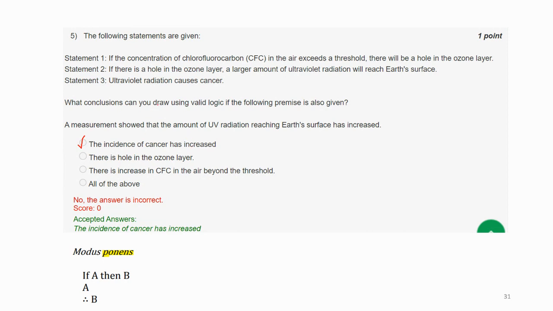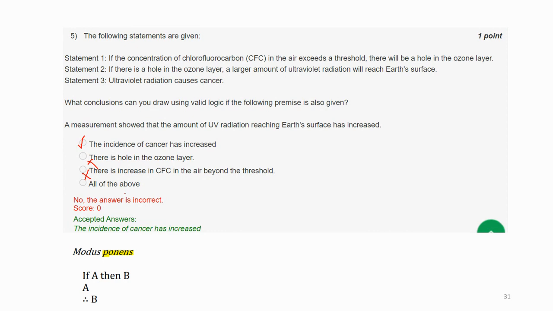opposite way, other way around. Like if the incidence of UV radiation is increasing, the cancer will also increase. But then we cannot comment about the others. Like there is a hole in the ozone layer, because that can be caused from some other sources as well. There is an increase in the CFC. So these two are then crossed out.